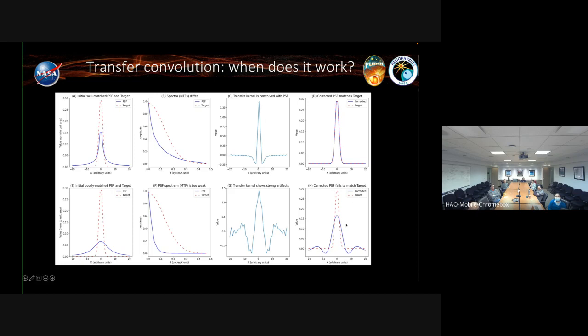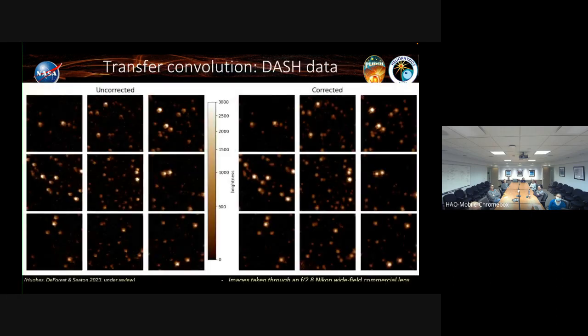Down below is an example of if it doesn't work. If we get too ambitious, we have data that are really blurred, this really wide PSF. The ratio between these is too much. And so when we go to try and make a transfer PSF, it comes out wonky, and we don't get the correction we want. So this is just pointing out that you can't get too ambitious.